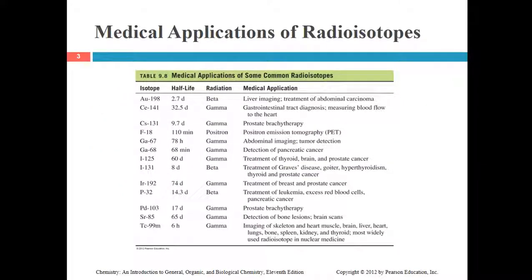So you will notice as we look at the different medical applications of some common radioisotopes that we have, first of all, we notice that the half-life is short, okay? And look at all these different items that can be tested and detected by using the different radioactive isotopes.